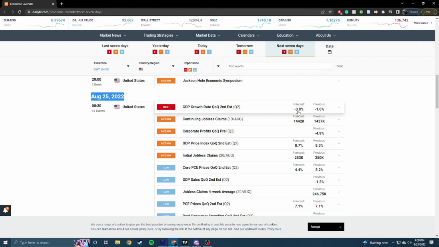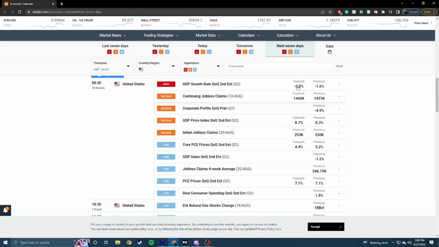Our forecast is negative 0.8%. Previously, we posted negative 1.6%. So anything greater than this on the negative side would be kind of bad news. It would probably drag the market a little bit down. Whereas anything less than this, in terms of being closer to zero or more positive, could have a potential positive effect on the market. So it's also about interpreting these events. And it all has to do with forecasts and expectations.